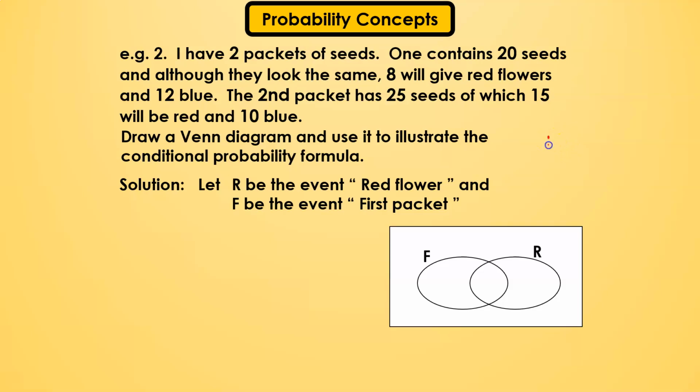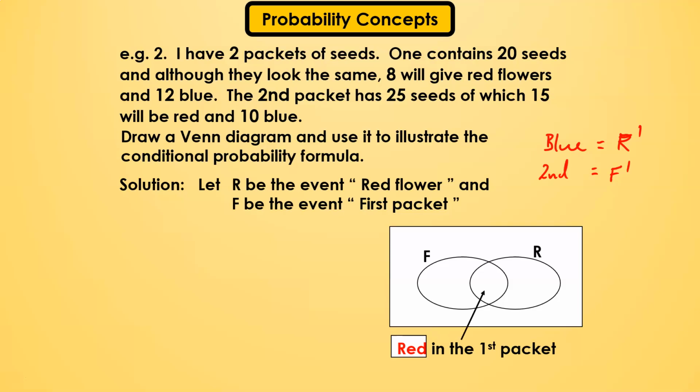So blue is simply the complement of red, and for the second packet, that's the complement of the first packet. Sometimes it's easier to narrow it down and think about it in terms of the complement rather than actually what they are.